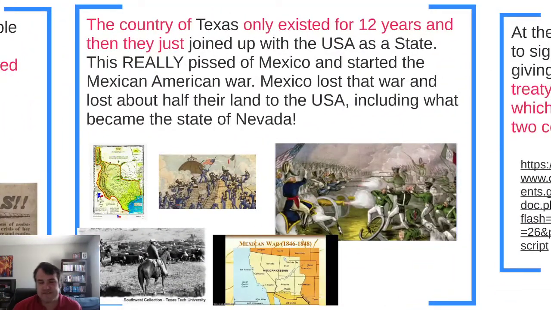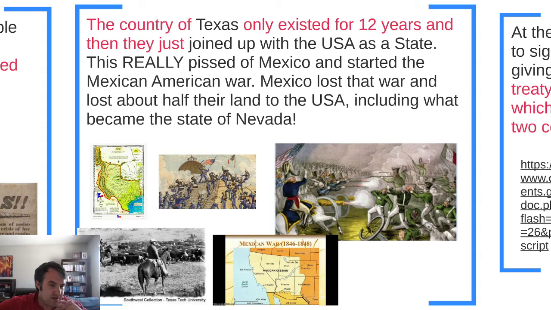So the country of Texas only existed for about 12 years. And they realized that they were basically Americans anyway. And they said, hey, United States, can we join up with you and just become a state? And the United States was like, go ahead. Well, that really made Mexico mad, because Mexico was like, look, we want to take Texas back someday.